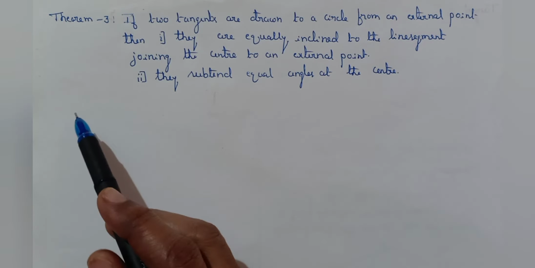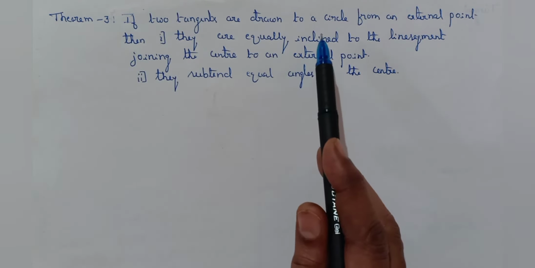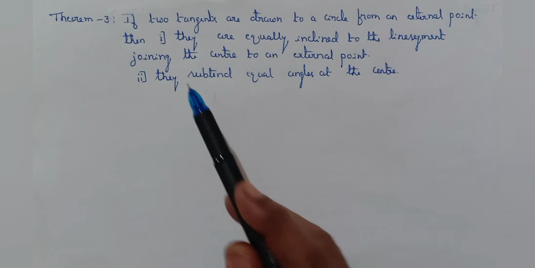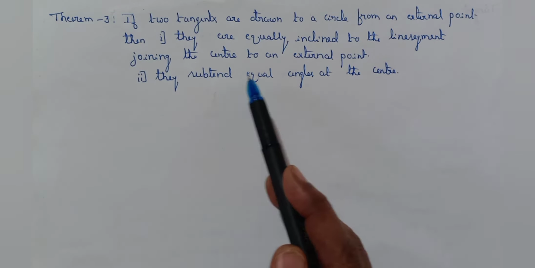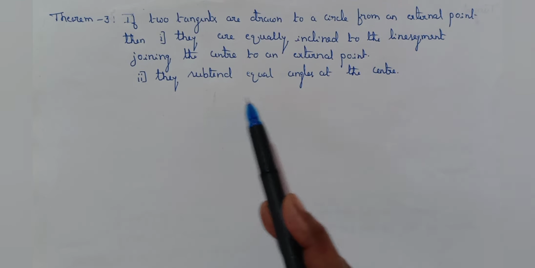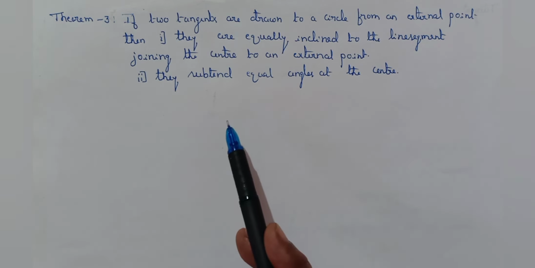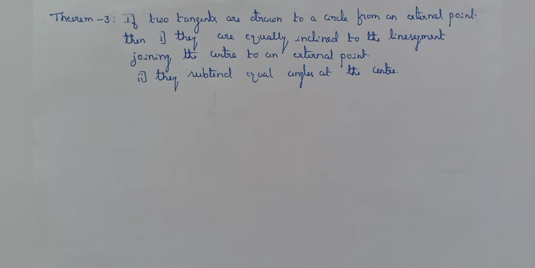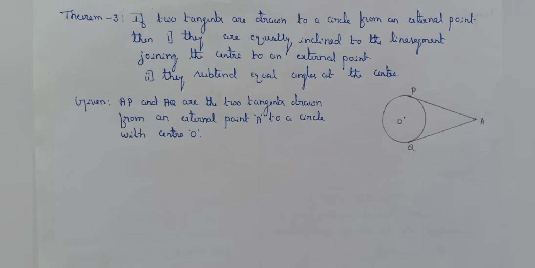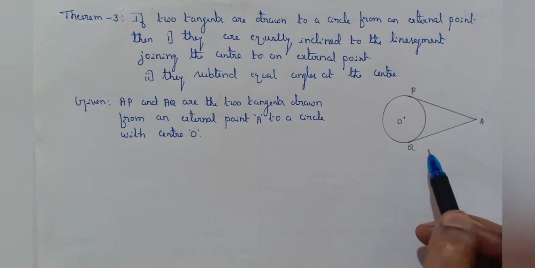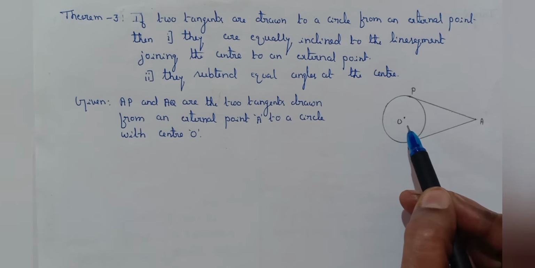Let us prove theorem 3. Theorem 3 states that if two tangents are drawn to a circle from an external point, then they are equally inclined to the line segment joining the center to the external point and they subtend equal angles at the center. Now, draw two tangents to a circle from an external point. Now, write the given. AP and AQ are the two tangents drawn from an external point A to a circle with center O.